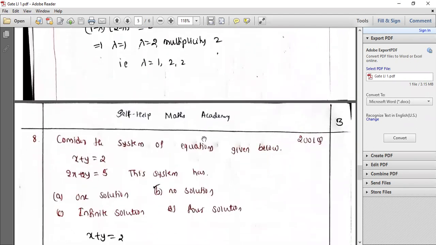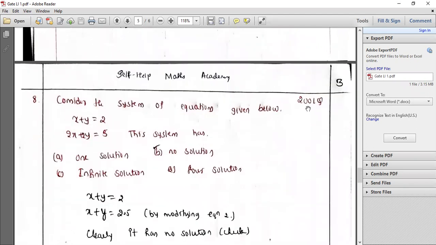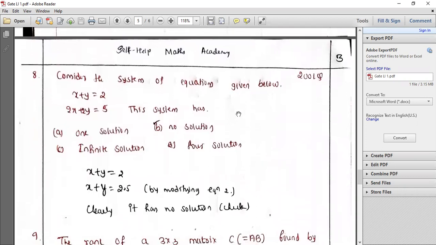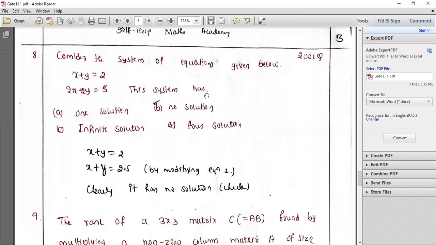Okay, so next question. This appeared in 2001. Consider the system of equations given below, and this is a given system. This system has one solution, no solution, infinite solutions, or four solutions.